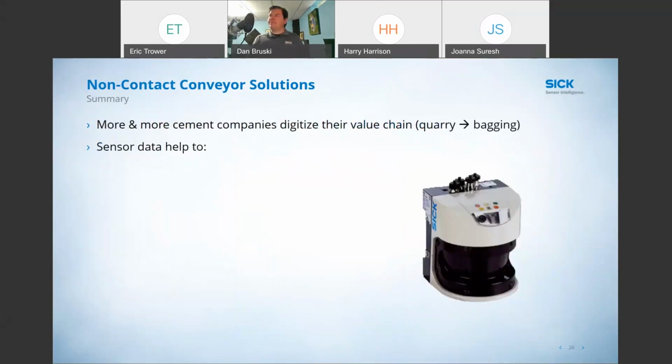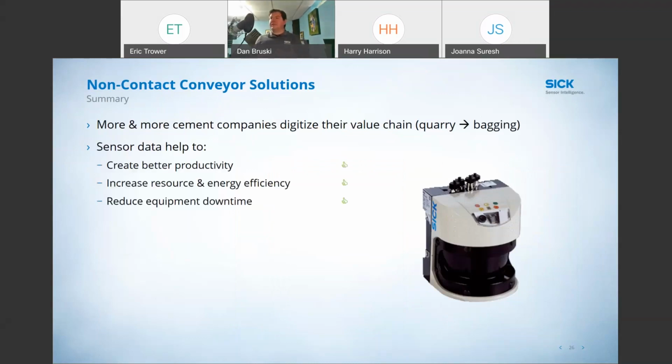So, to sum things up, there's definitely no doubt that more and more cement companies are making use of sensors and smart sensors to digitize their value chain, especially in the transportation and logistics processes. However, an integrated data process is needed to get all of that information in. So we can help create better productivity, increase resource efficiency, reduce equipment downtime, and increase plant safety. Making sure stuff isn't falling off of conveyors and that things are operating the way they should, and being able to monitor what's on the conveyor is a very important part of that.